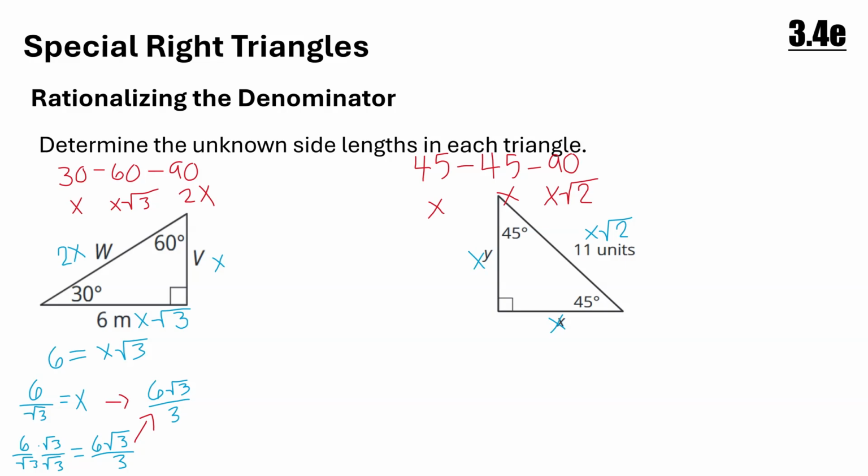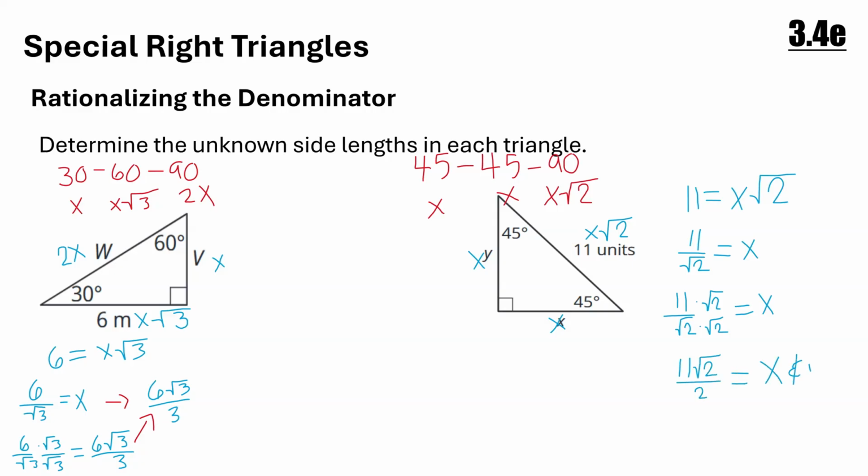Start with solving for x. So 11 equals x times the square root of 2. Then divide both sides by the square root of 2. This becomes 11 over the square root of 2 equals x. To rationalize the denominator, multiply the numerator and denominator by the square root of 2, to get 11 times the square root of 2 divided by 2 equals x and y, because x and y are equal to each other.